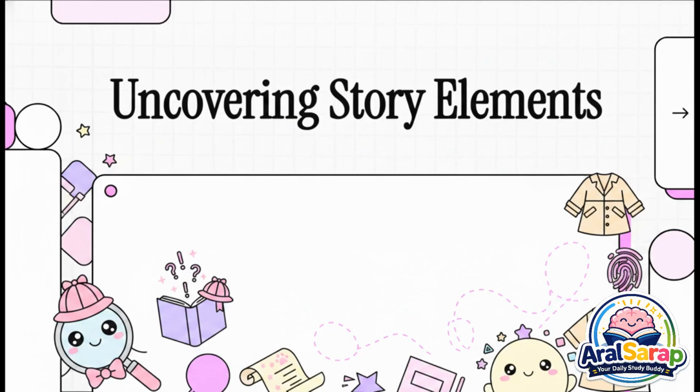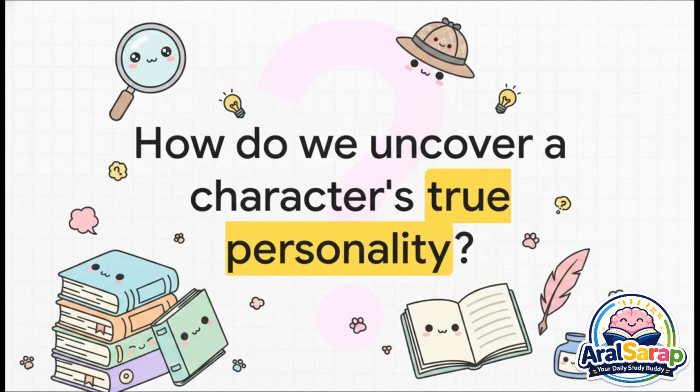Today, we're putting on our detective hats to investigate the 4 elements of storytelling. We're going to uncover exactly how to derive meaning from a text, turning you into an absolute master at reading between the lines. So let's dive into this. We're going to frame ourselves as literary investigators on the hunt for hidden evidence. We are trying to solve one primary mystery here. How do we uncover a character's true personality?